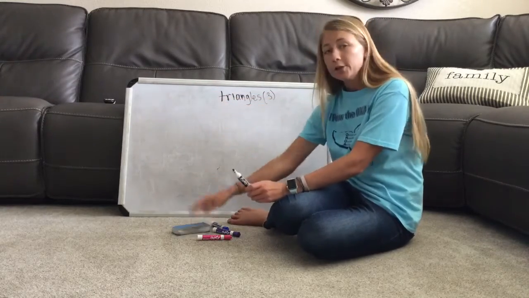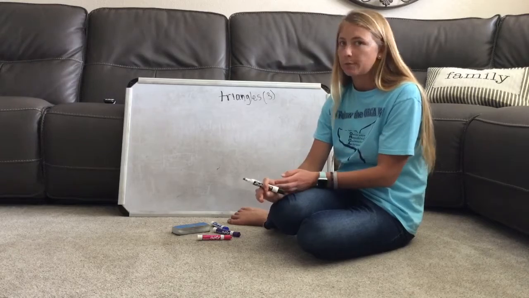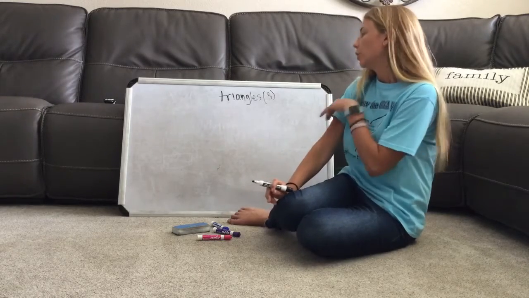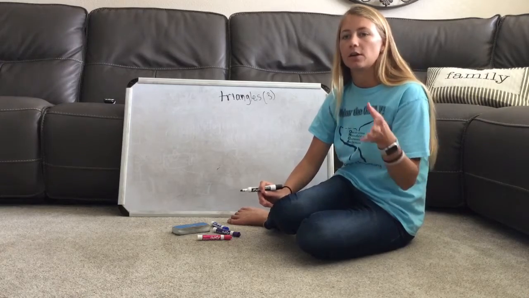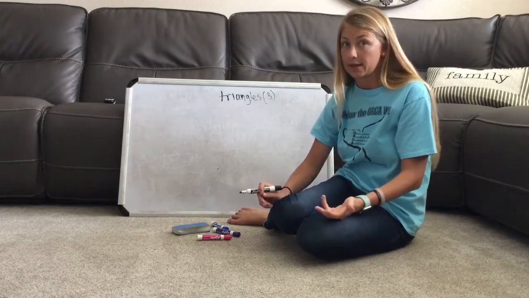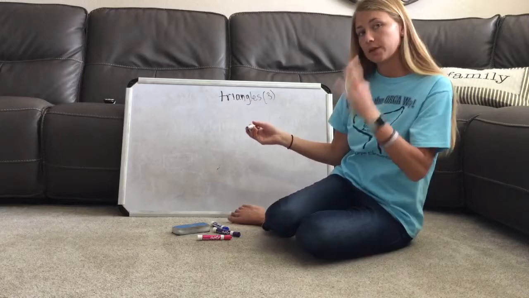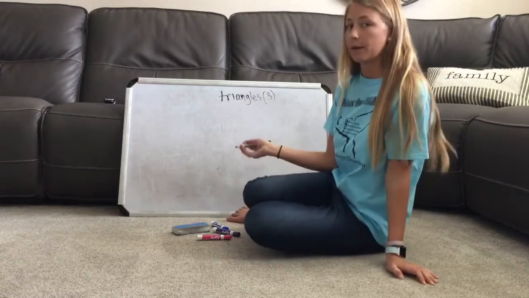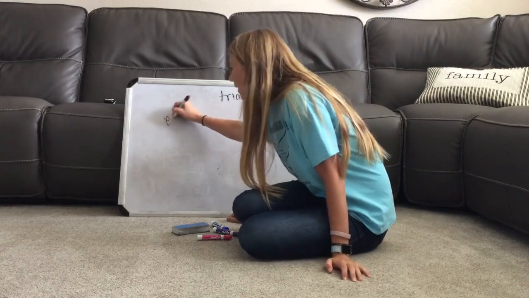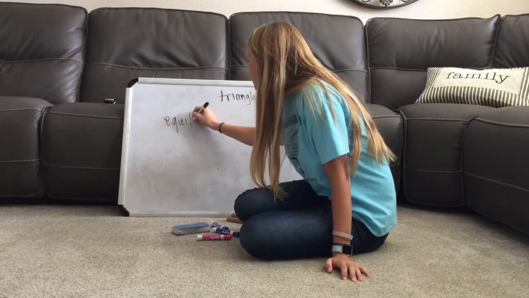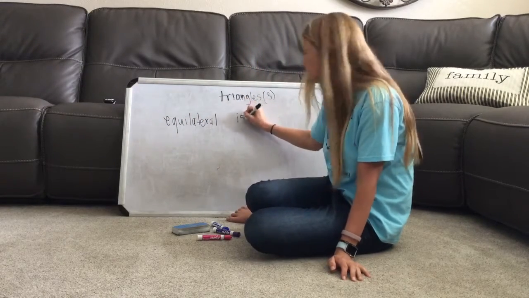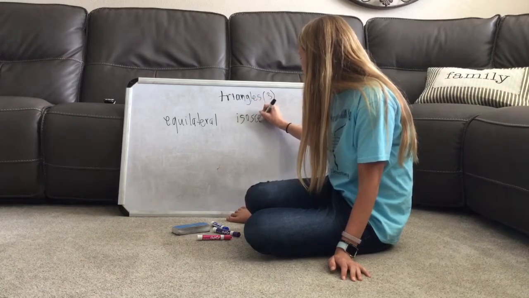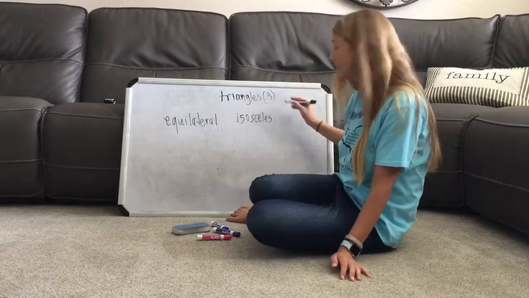Let's look first at classifying triangles by sides. So you're going to classify them based on the lengths, so whether they are the same length sides or different length sides. So we have 3 types of triangles that are classified by length. We have equilateral, isosceles, and scalene.